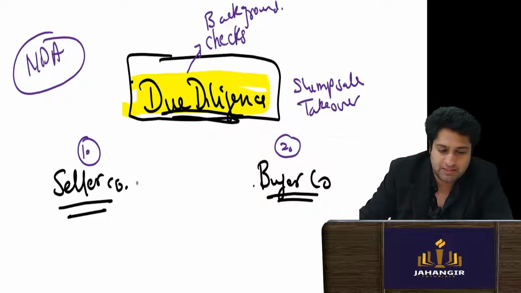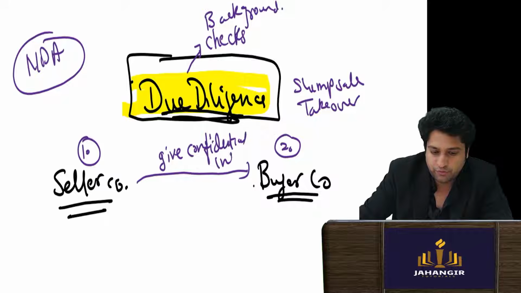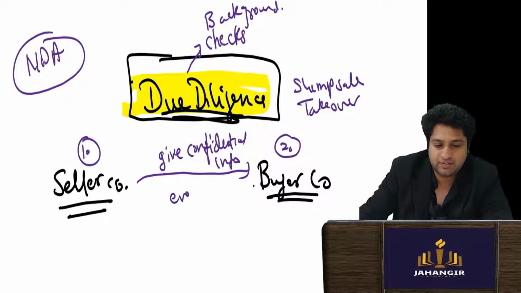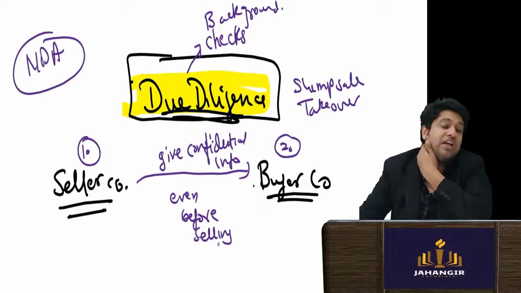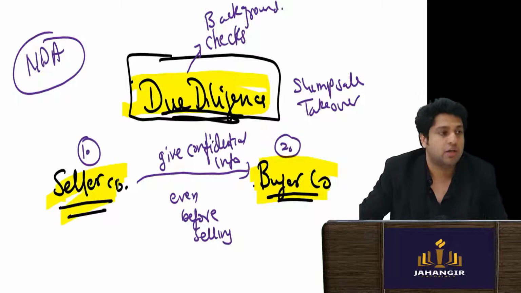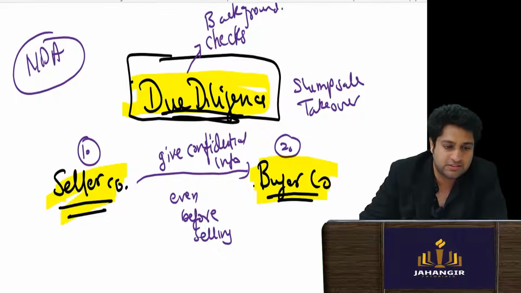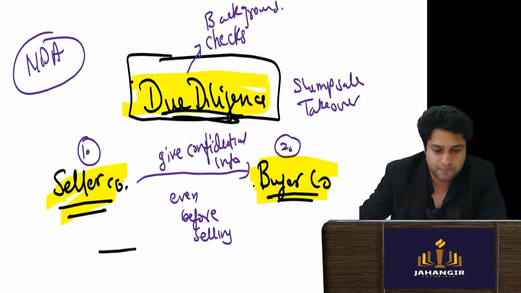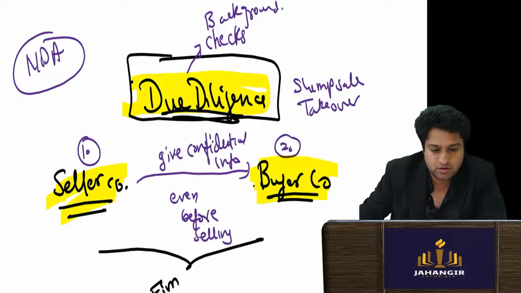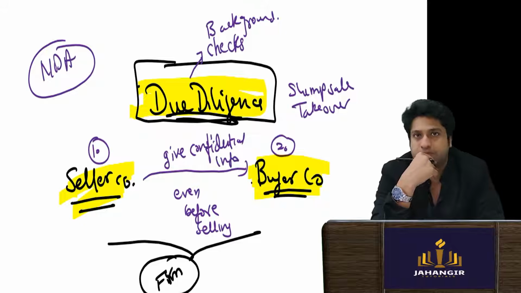So the seller company has to transfer information. They have to give confidential information to the buyer company even before selling, to make the sale happen, right? You have to share. Then they will analyze all the information. This process is called due diligence. Now while doing due diligence, they will say, listen, we will hire an agency, maybe a law firm, a CS firm, etc. A firm will come to do the due diligence, right?